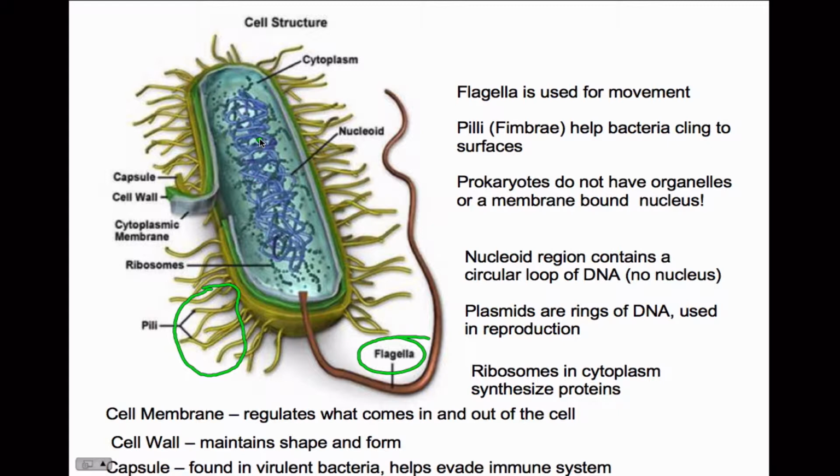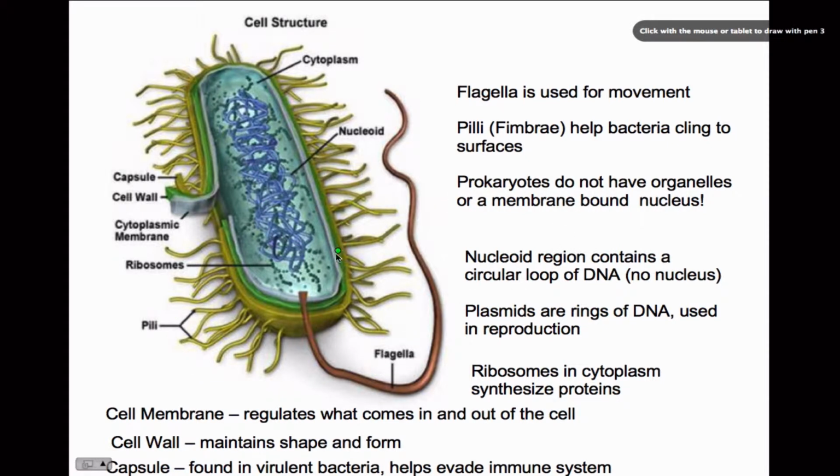What they do have is a nucleoid region, and it's just a circular loop of DNA. So this right here, all this squiggly stuff in here, that's just DNA. There's no nucleus, it's just in there, okay? And then there's also plasmids, and those are rings of DNA that are used in reproduction. So this picture doesn't really show any plasmids in here.